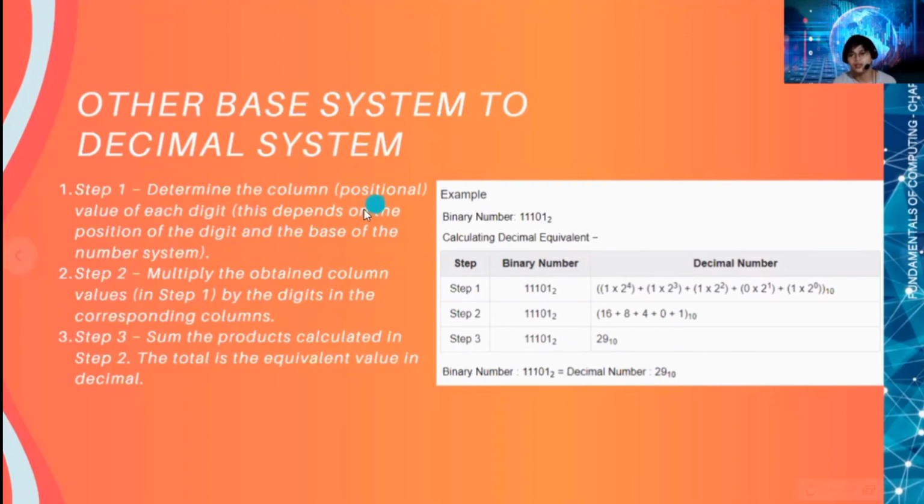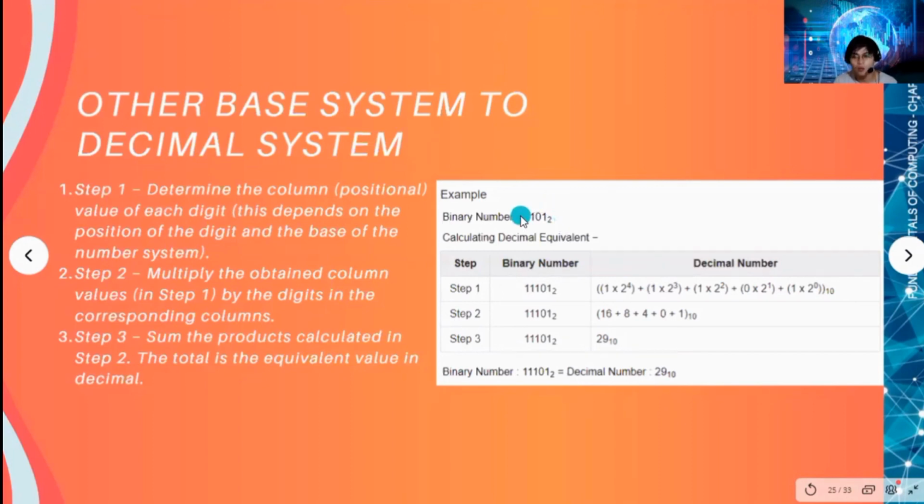Okay, so let us say, for example, you have this binary number, and you want to convert this to decimal. All you have to do is, again, check the position. How to get the position of this one? 0, 1, 2, 3, 4. Okay? You put an index, 0, 1, 2, 3, 4, on each digit.